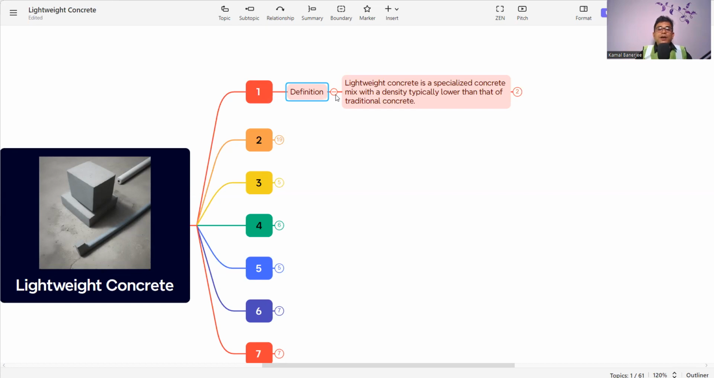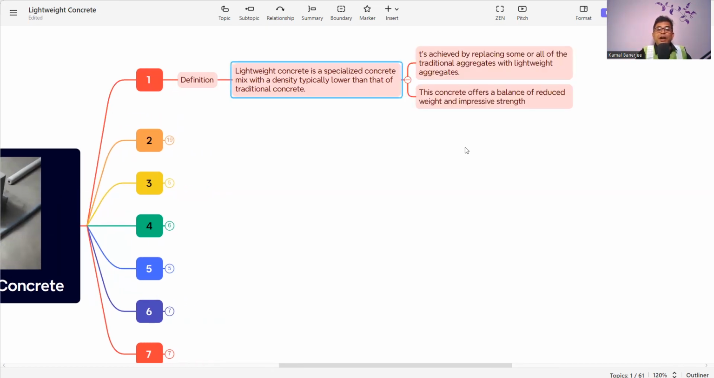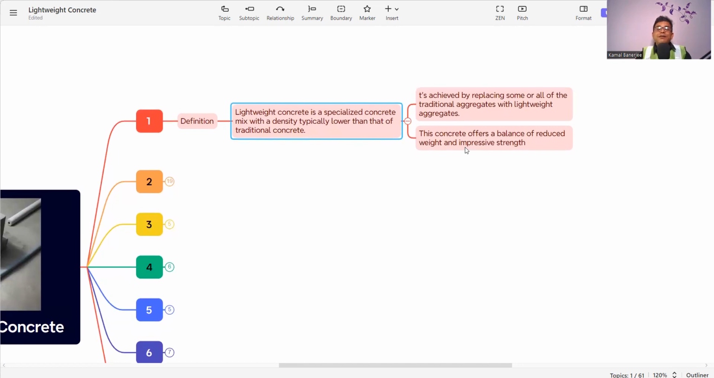Why is it required? It has special advantages and special uses. And how can we achieve this lightweight concrete? It is achieved by replacing some or all of the traditional aggregates with lightweight aggregates. That means the aggregate which is taking more load or more weight, we are replacing it wholly or partly, so that the total weight of the concrete will be less.